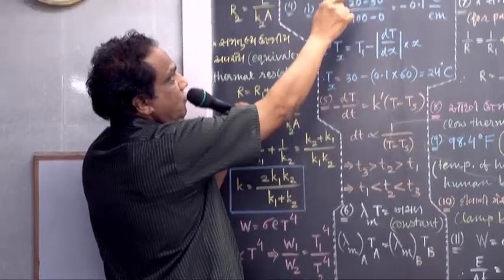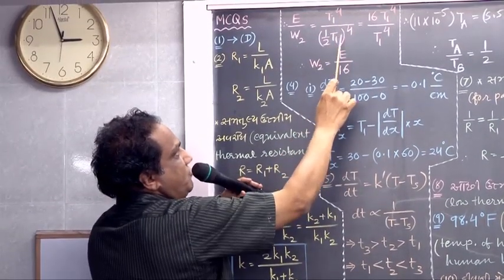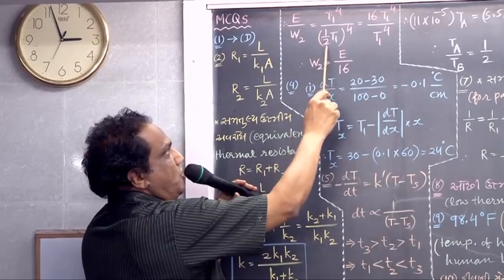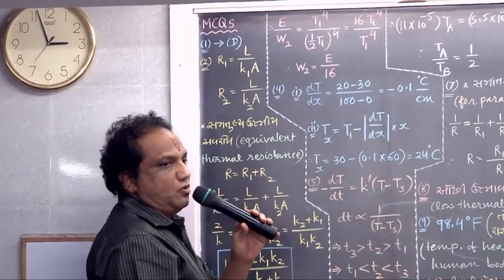T1 raised to 4 will cancel. 1 upon 2 raised to 4. 2 raised to 4 is 16.